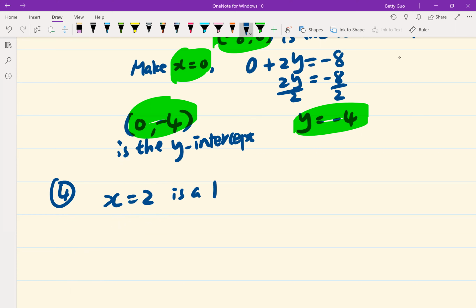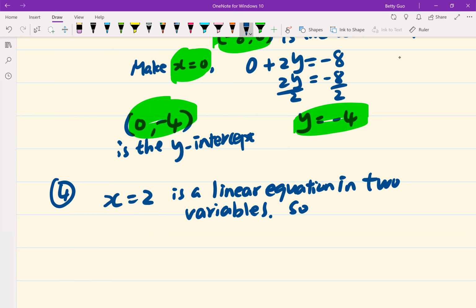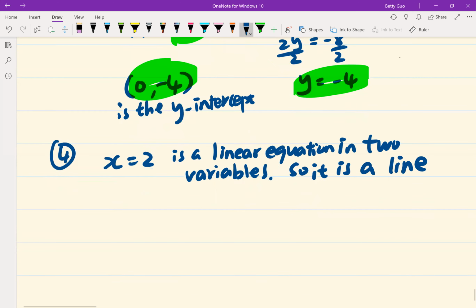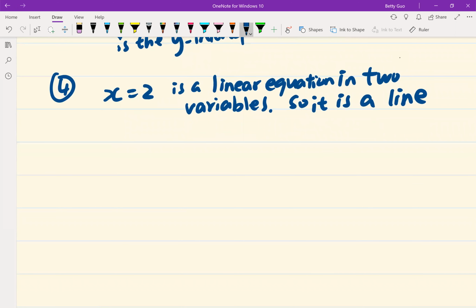Is a linear equation in two variables. So it is a straight line as well. Well, what kind of straight line?